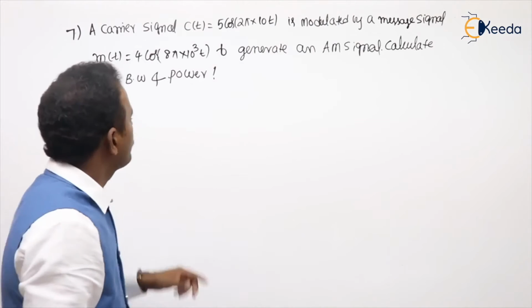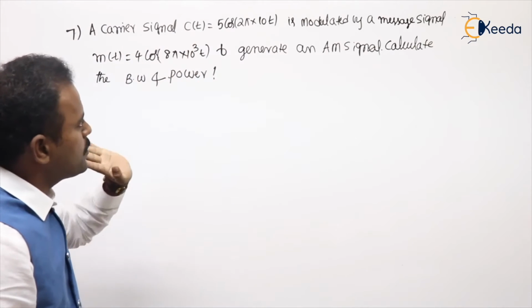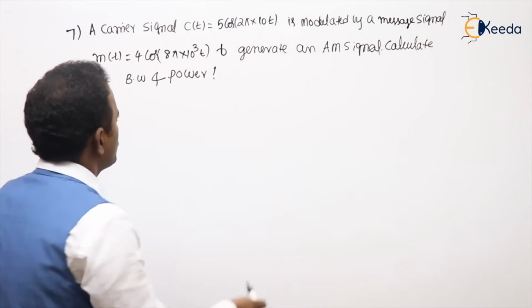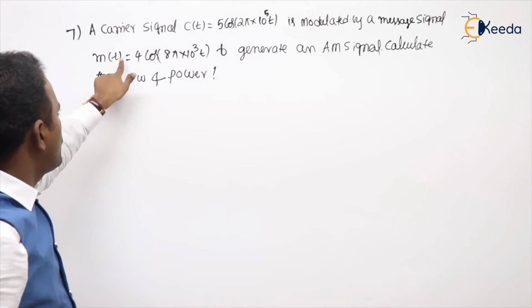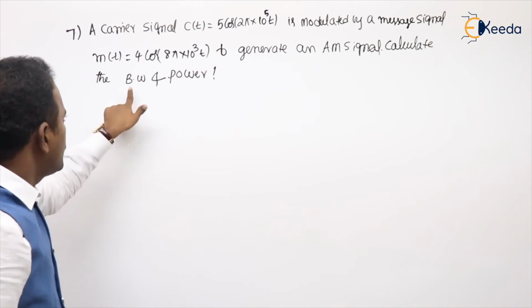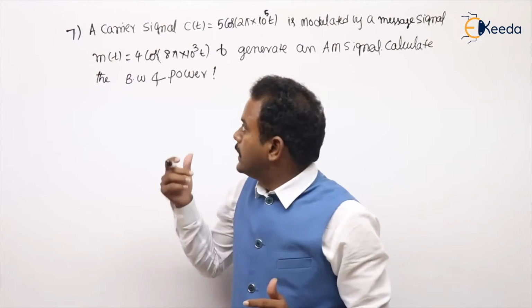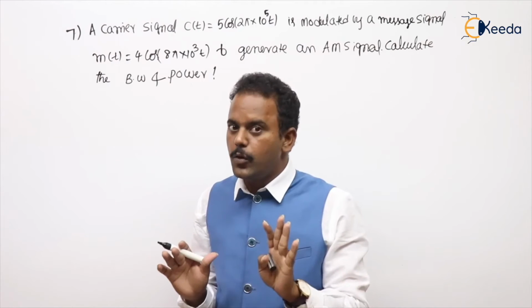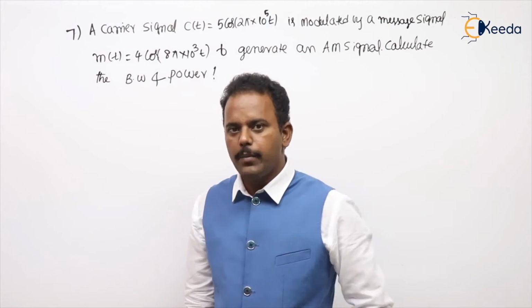See the problem. A carrier signal c of t equal to 5 cos 2 pi into 10 power 5 t is modulated by a message signal m of t equal to 4 cos 8 pi into 10 cube t to generate an AM signal. Calculate bandwidth and power. So in the series of problems, this is the 7th one. If you see the 5th, 6th and 7th ones, these are the 3 models. They might ask from the expression based. Are you getting my point or not?